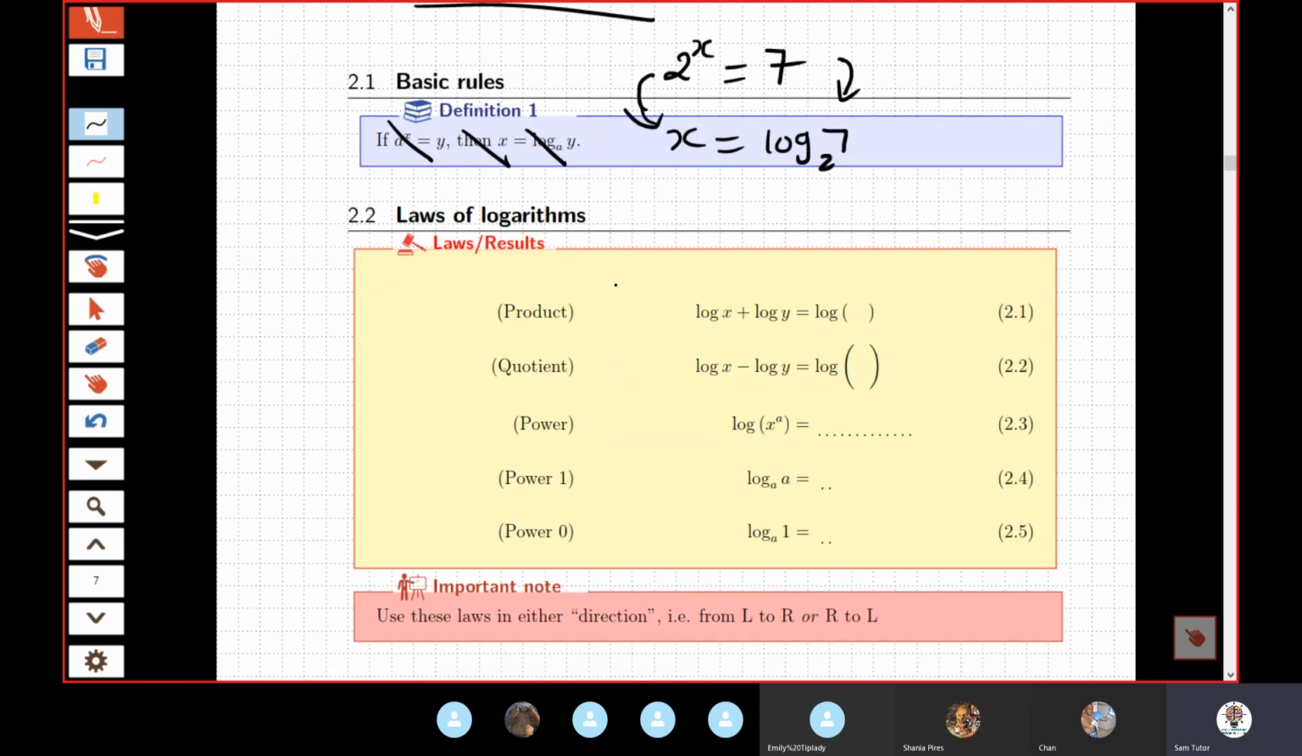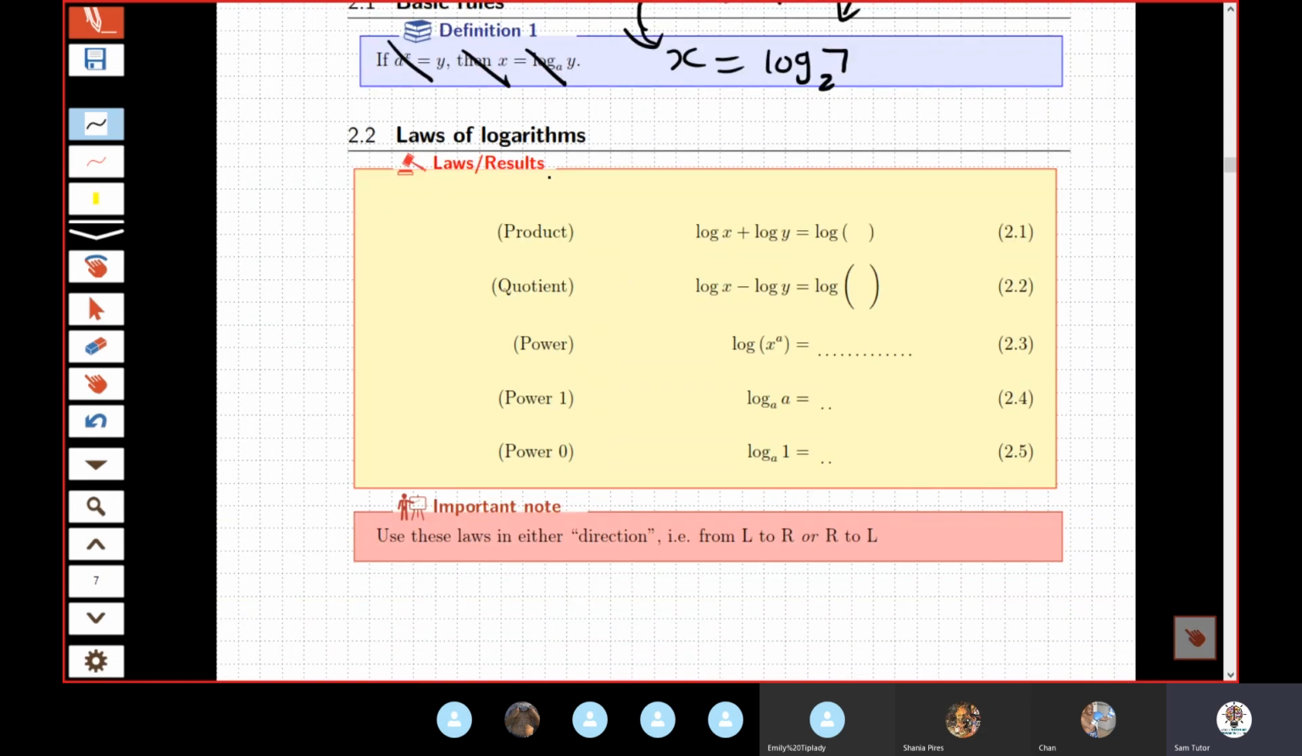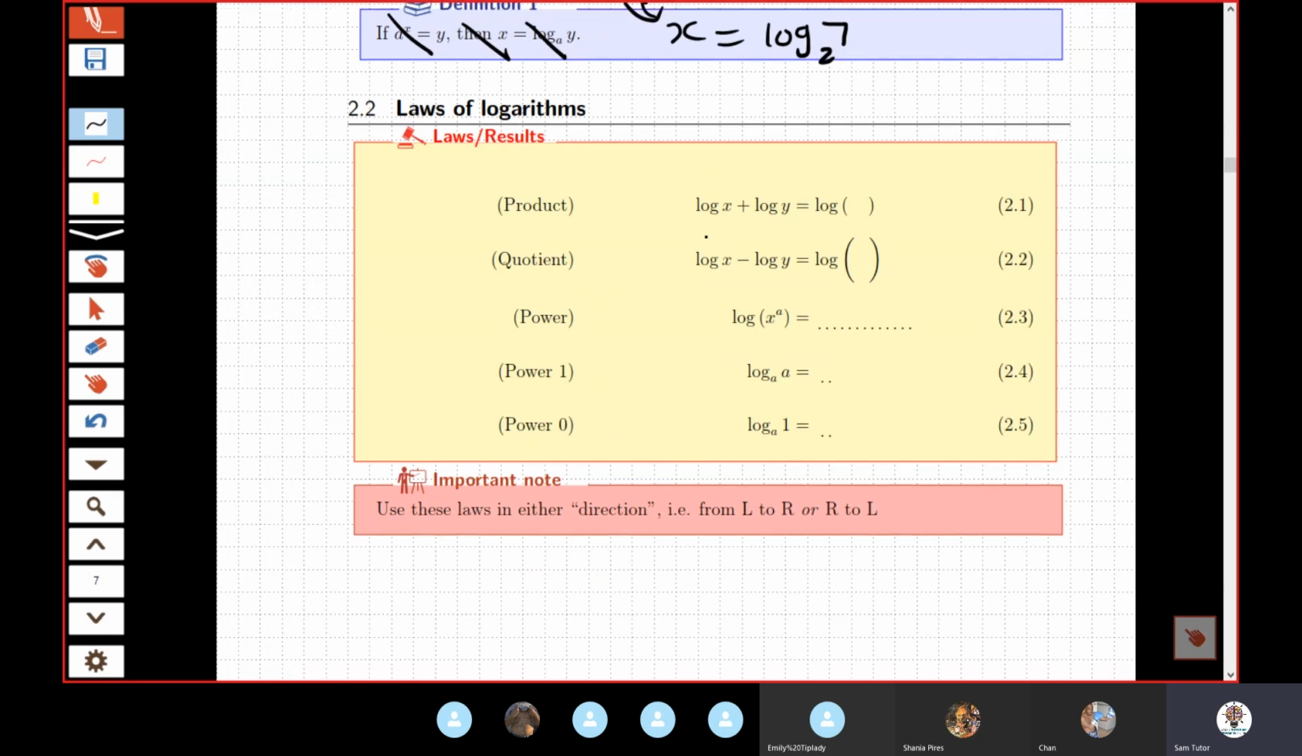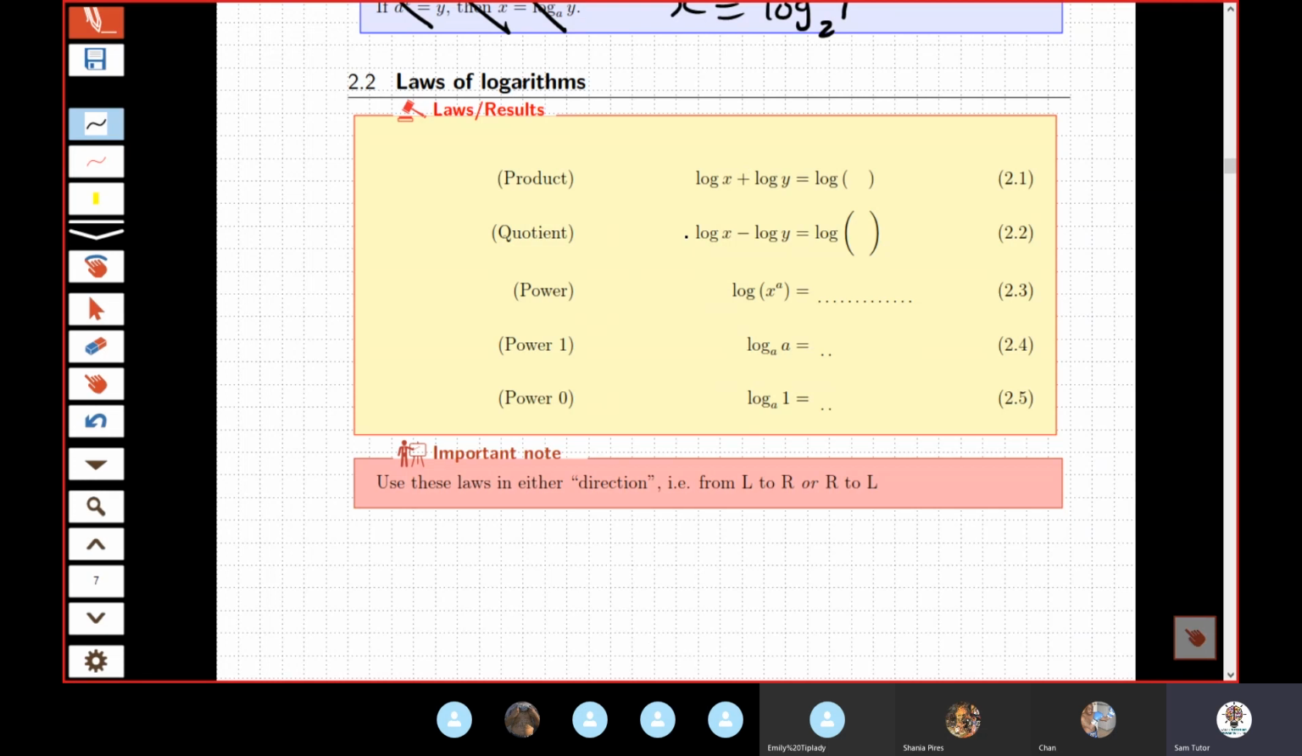Okay, just like index laws, we've also got log laws. They sound pretty similar, so you've got to get this wrapped around your head. So let's have a look. When you add two logs, so log x plus log y, it's the same as logging just these two multiplied. So the log of two terms multiplied is the same as adding your two logs. So log x plus log y.